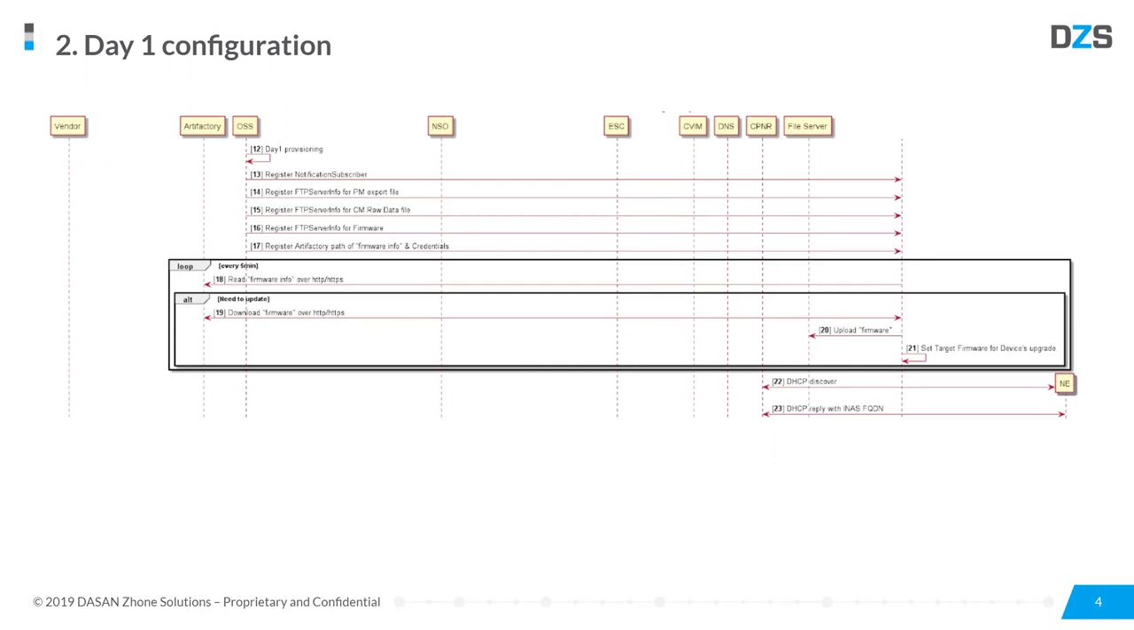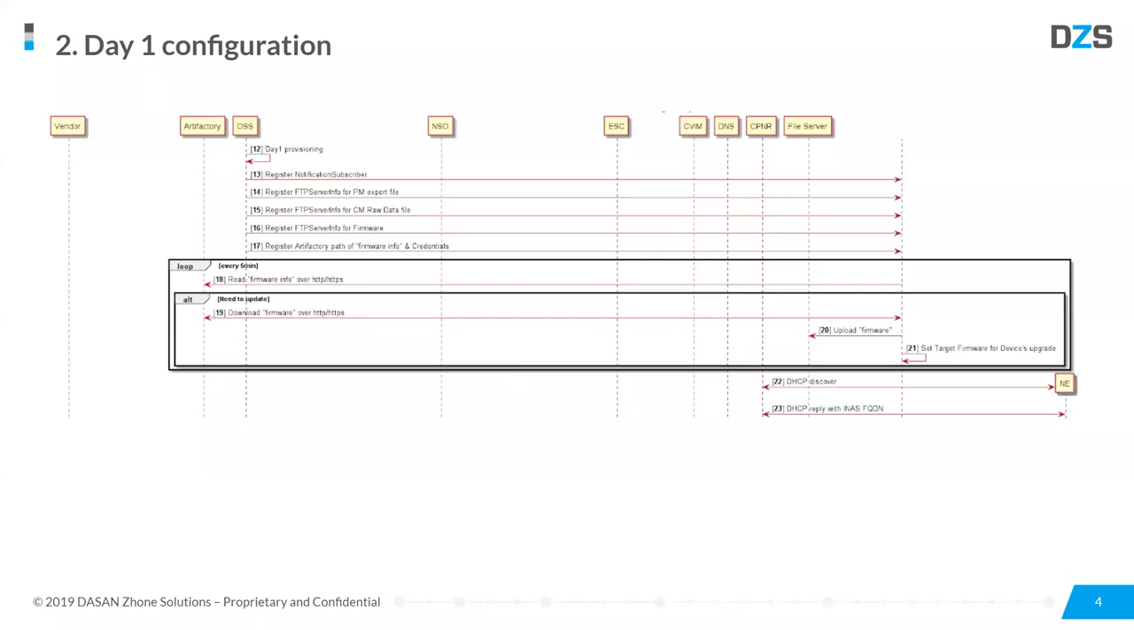Then we will upload the firmware to the FTP server, if the firmware is the updated one. And we also let it be used as the target firmware for the device upgrade in the GTP, so that it's ready to start the GTP of the flow switch.